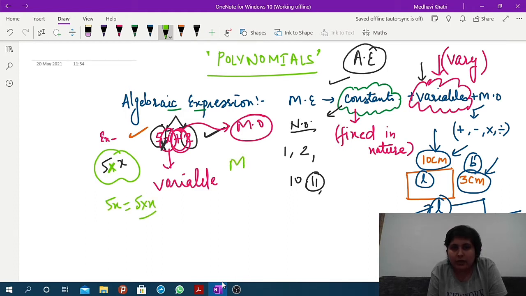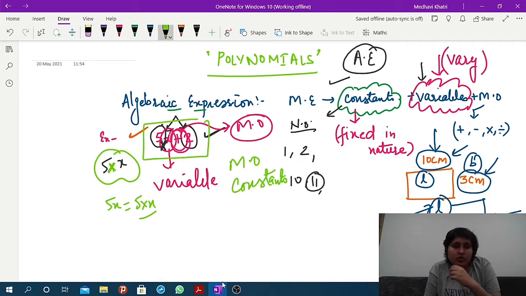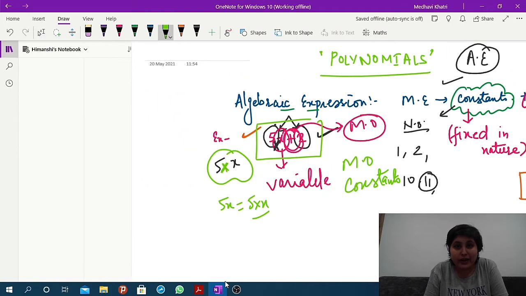So here we have mathematical operations, here we have constants, here we have variables. So it is a complete algebraic expression. In this way, with the help of its definition, you can easily identify what is an algebraic expression and what are the conditions that should be fulfilled. Okay, clear? Now coming to the second part, we'll be discussing what is the difference between an algebraic expression and polynomials. For that we need to go deep into the definition of algebraic expression again.